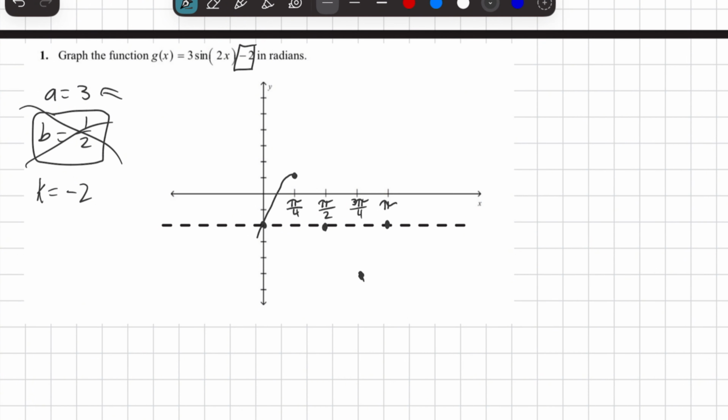And then you just go ahead and draw this. Make sure you're going through the points. It's hard to draw on the iPad, but make sure you go through the points and not outside of them, but that's what the graph should look like in this case.